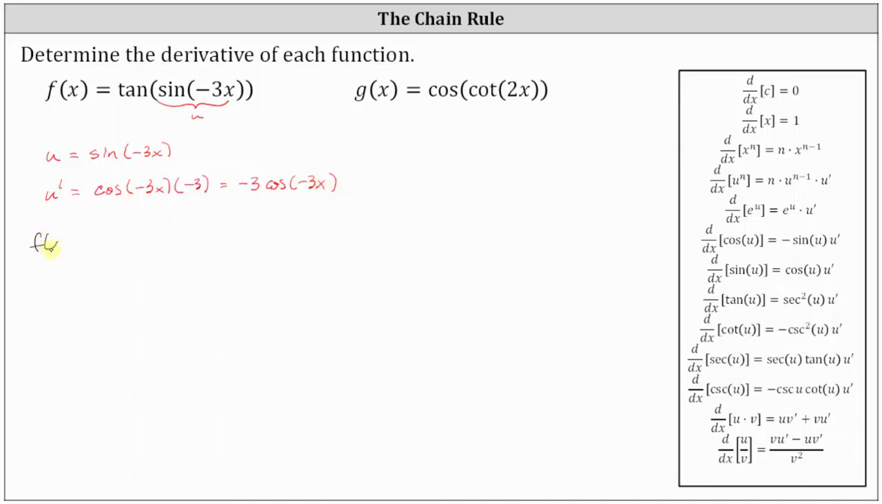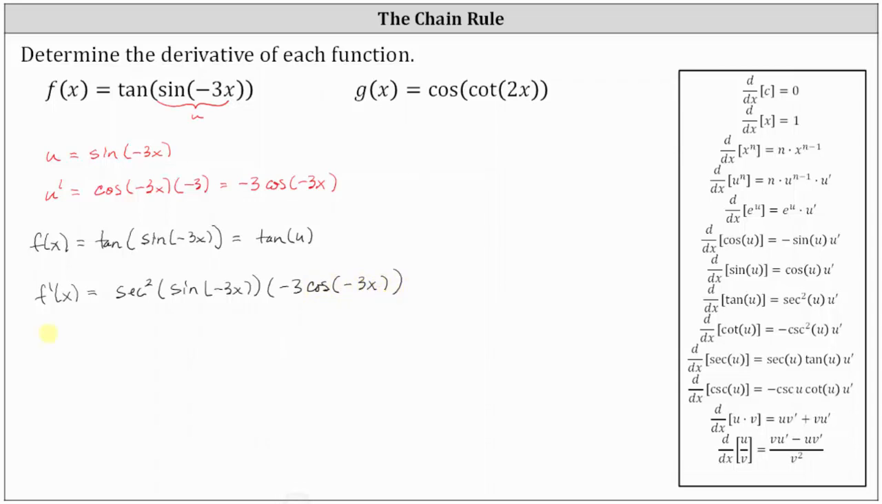So again, we're given f of x equals tangent of sine of negative 3x, but because we let u equal sine negative 3x, we can think of the function as just tangent u, and the derivative of tangent u with respect to x is equal to secant squared u times u prime, which indicates f prime of x is equal to secant squared u, which is secant squared of sine negative 3x, and then times u prime, where u prime is negative 3 cosine negative 3x. So this is the derivative function.